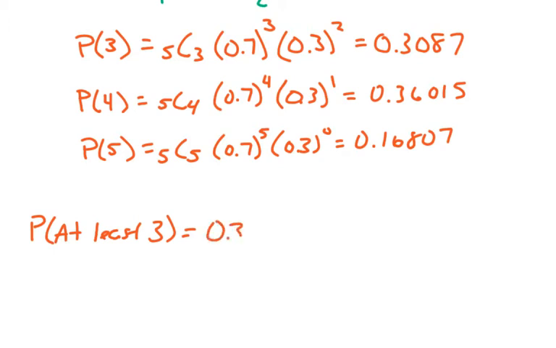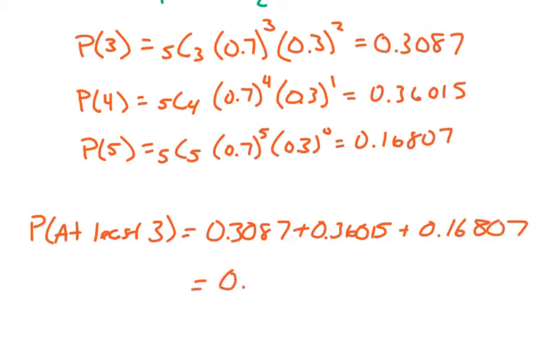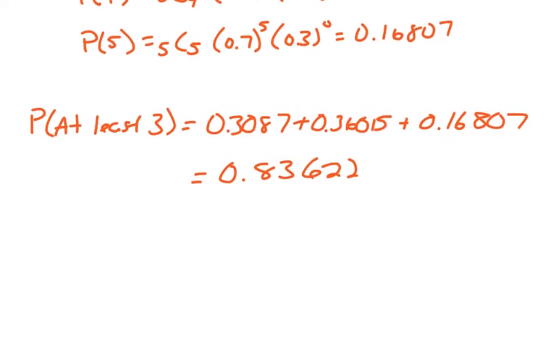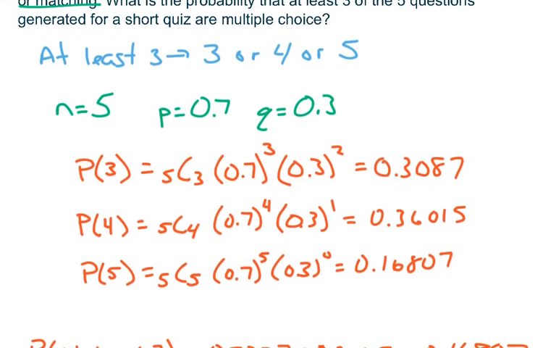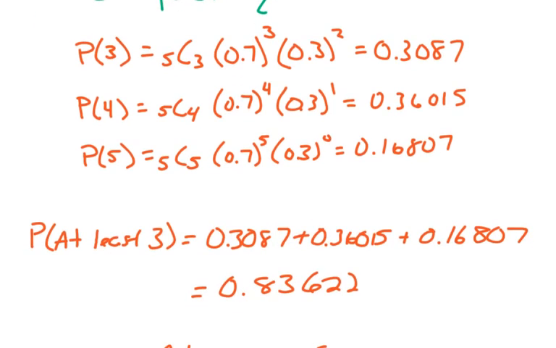So 0.3087 plus 0.36015 plus 0.16807, which is equal to 0.83622. So in decimal form, there's our answer. If you want to write it as a percent, we could say it's about 84%. So about an 84% chance that we'll have at least 3 multiple choice questions on this quiz.